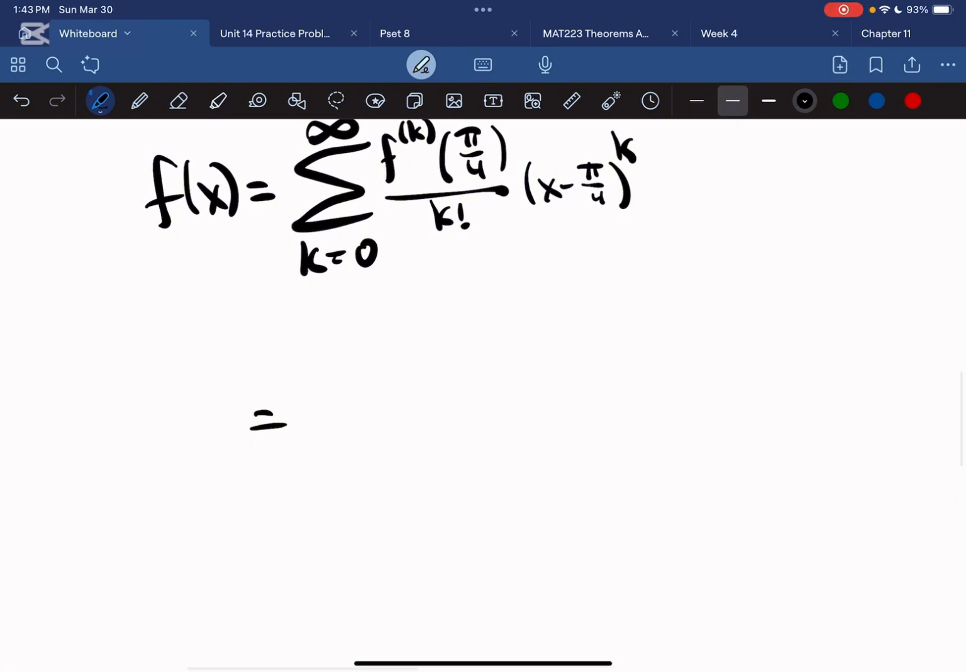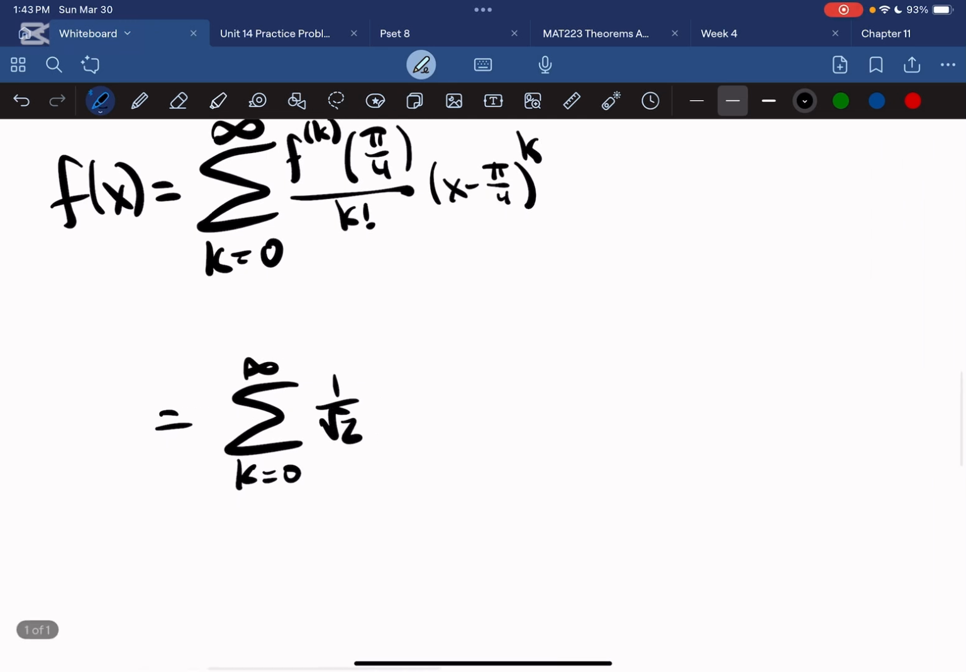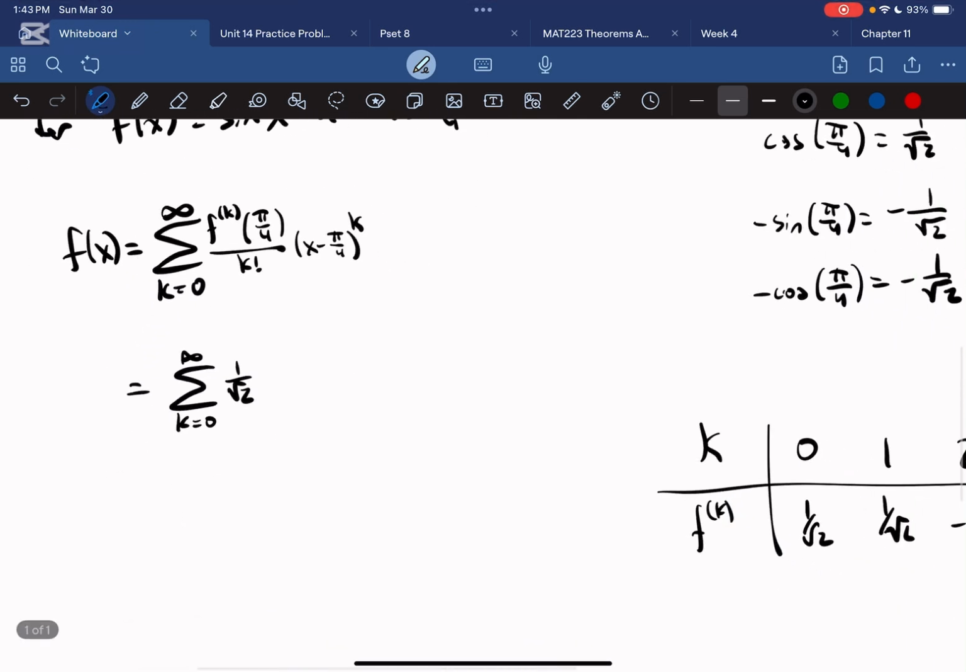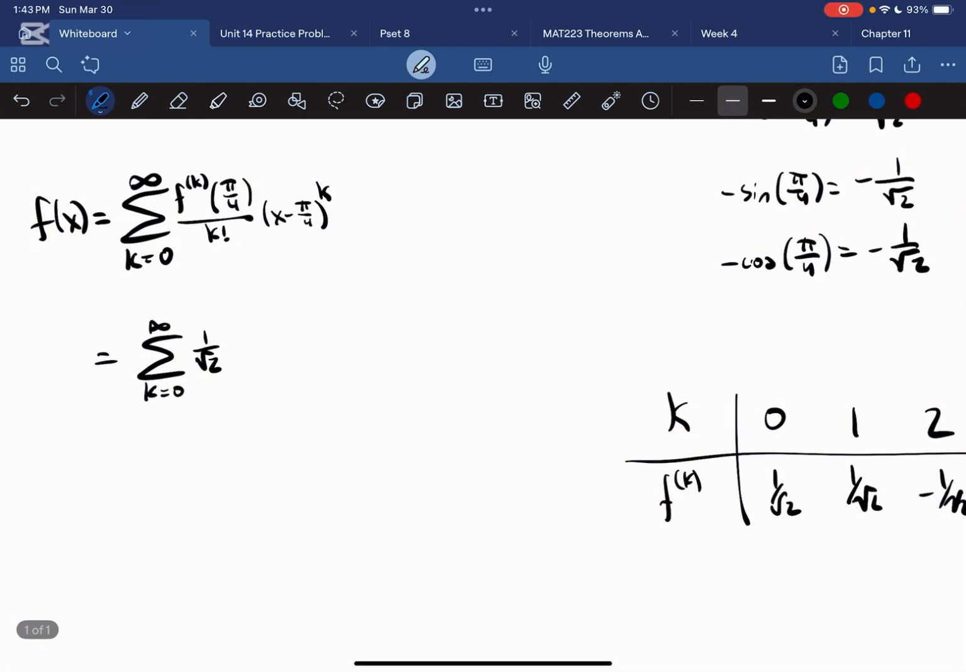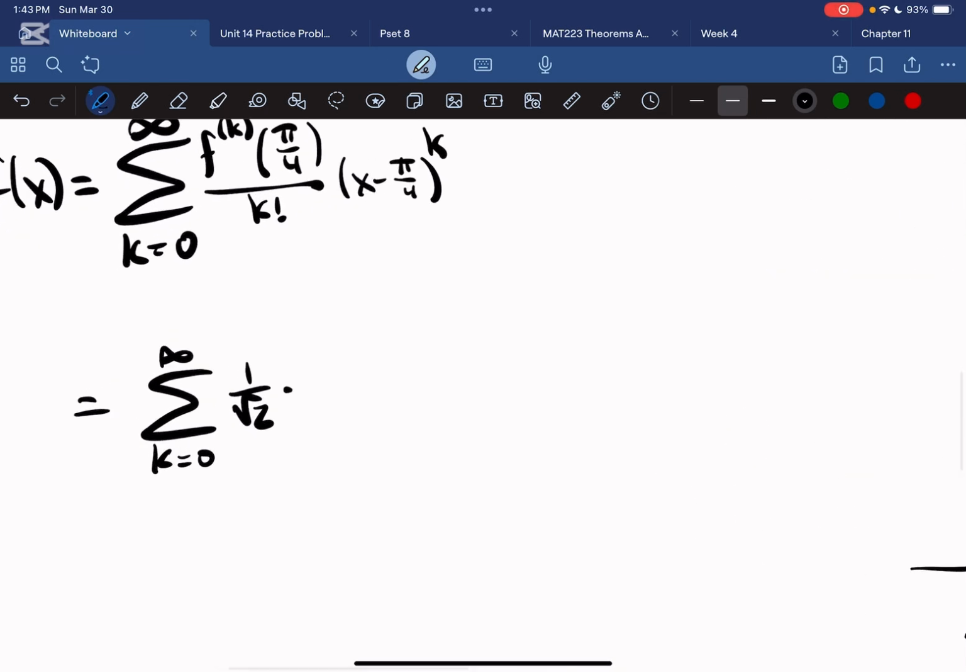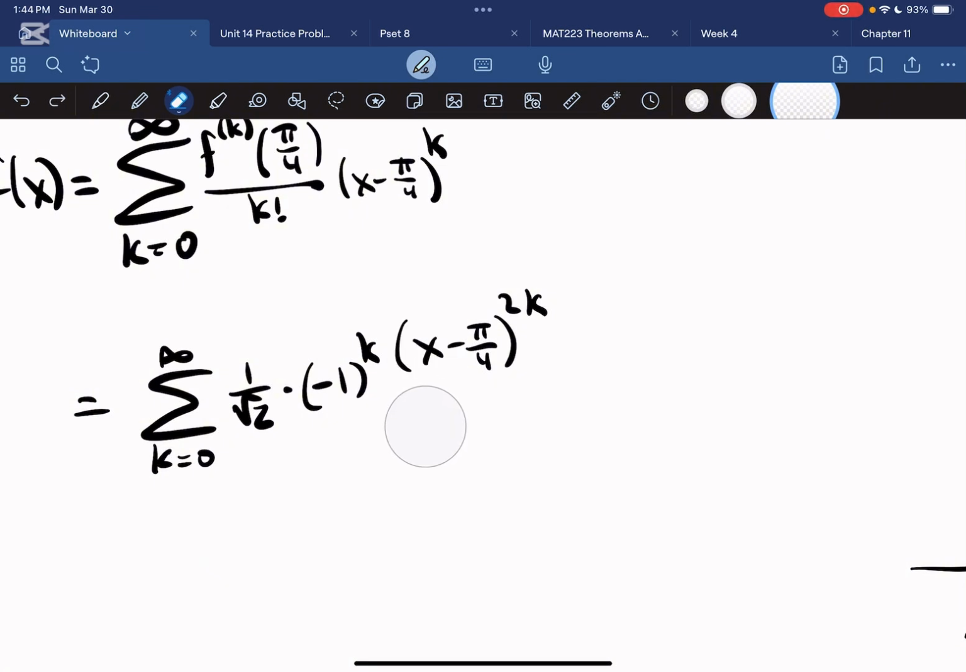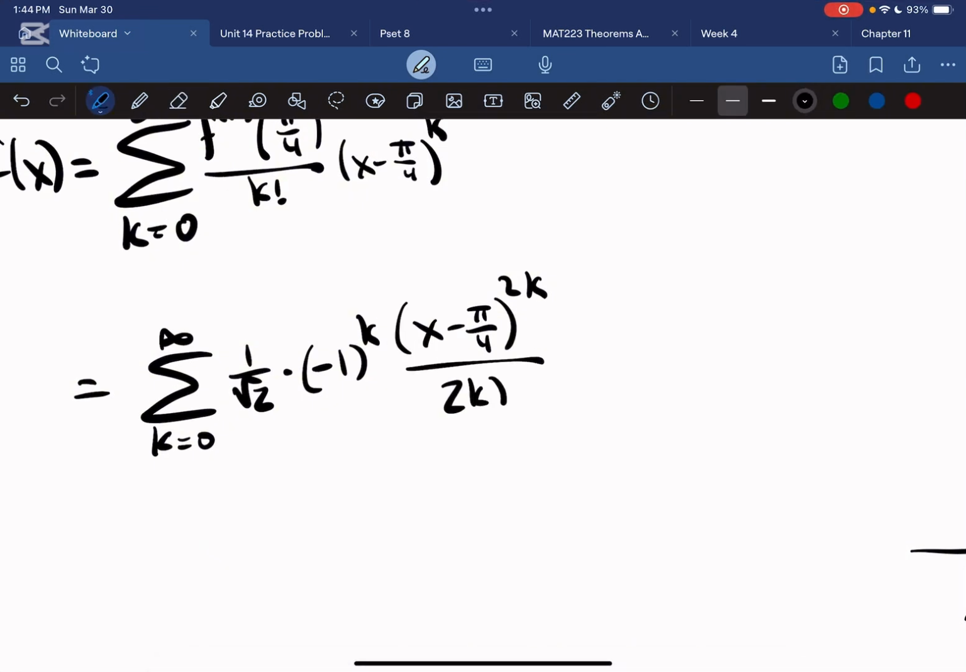We know also that the factor will be 1 over root 2, right? And then let's have our first one. Our first one is for all even. Let's say even, so we should have 2k, right? 2k will give us all even terms. So let's have negative 1 to the k, because that just oscillates each time, right? And then we'll have x minus pi over 4 to the 2k, and we'll have 2k factorial. Okay, and we'll add our next term as well.